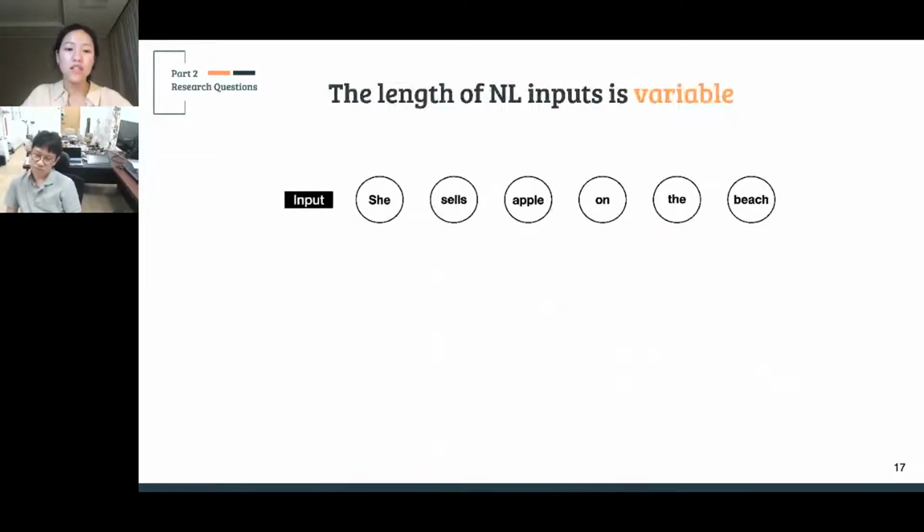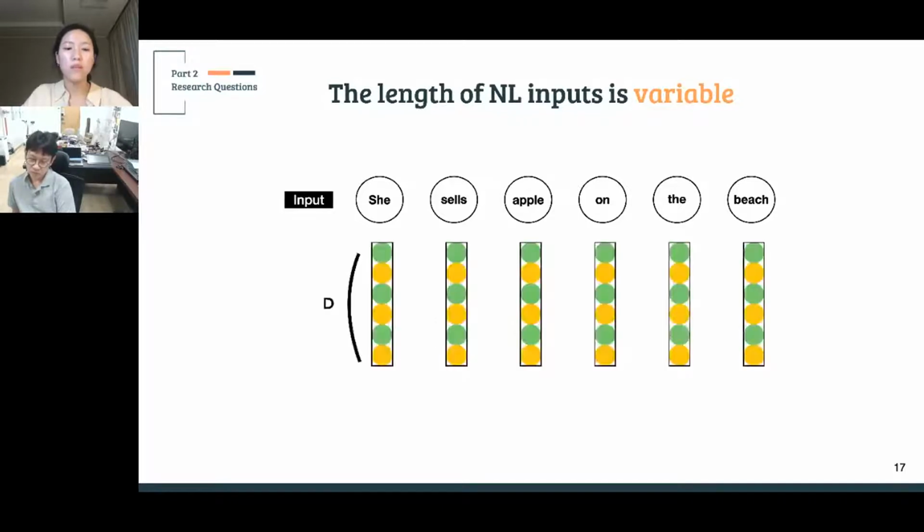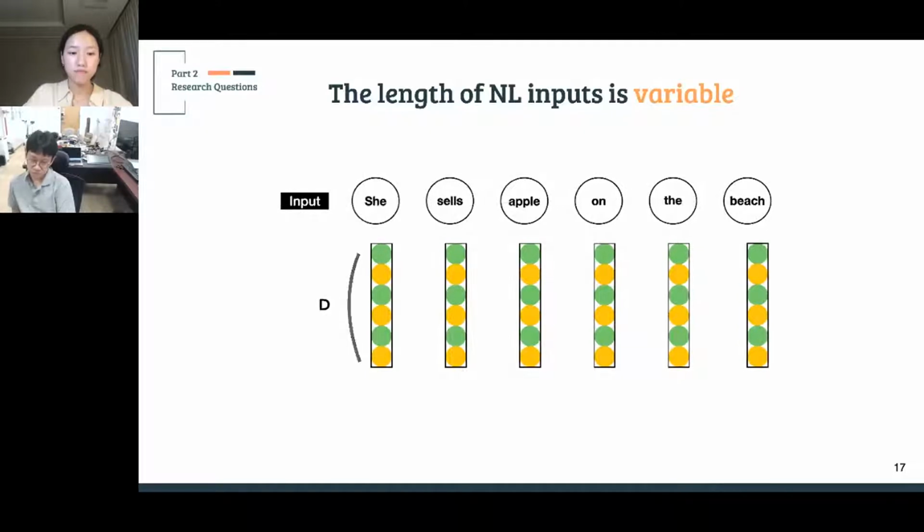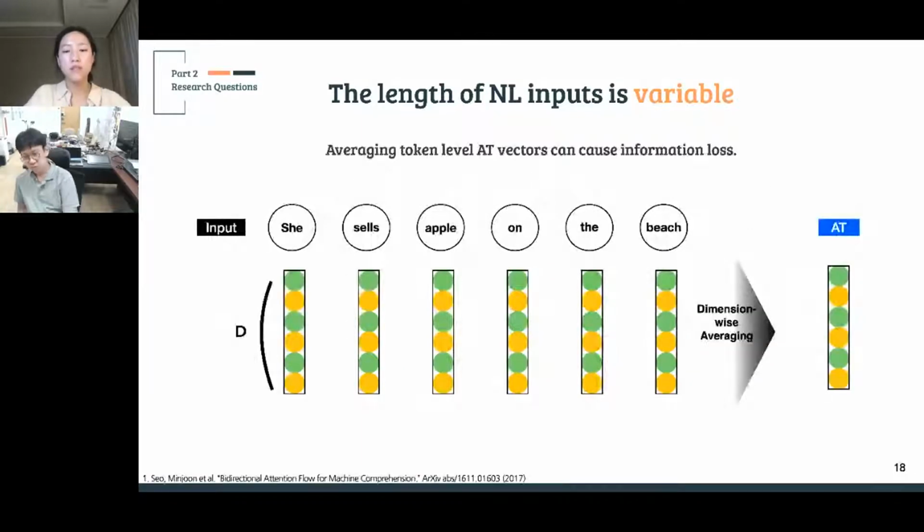The following challenge is handling the variability of natural language inputs. Let's say that the DNN model is going to receive the sentence, She sells apple on the beach. Then the model will probably yield 6 AT vectors with the dimension size D. If we extract a sequence level AT by taking the average over the dimension given by the DNN model, the rich information among the token level differences may be blurred.